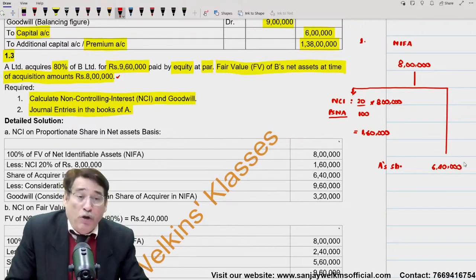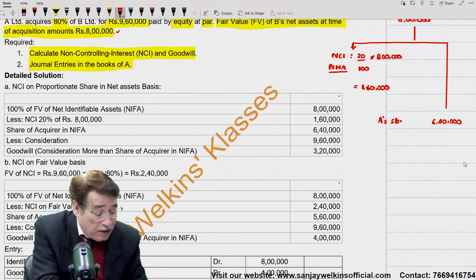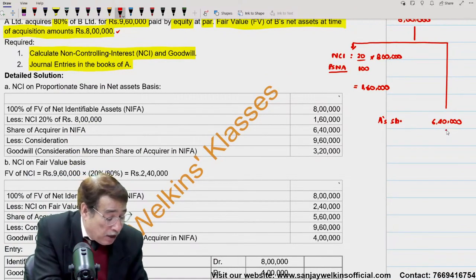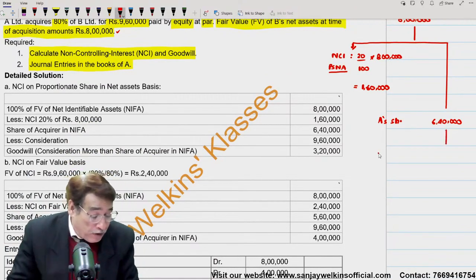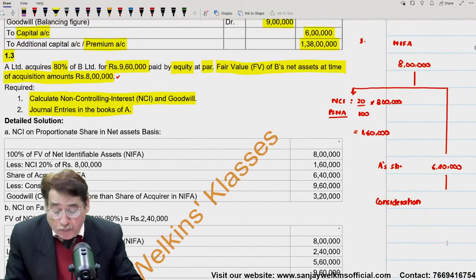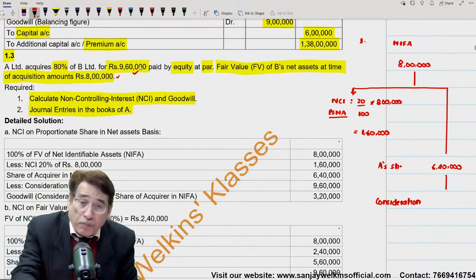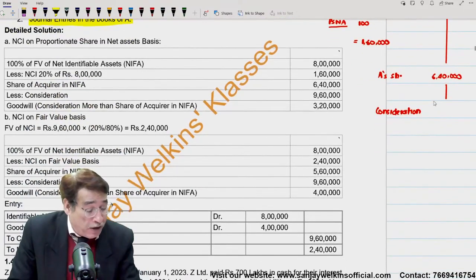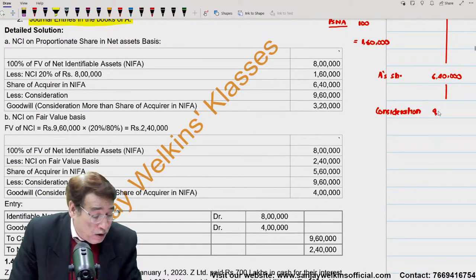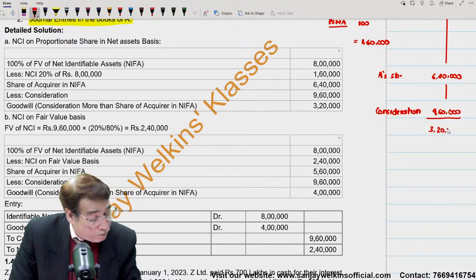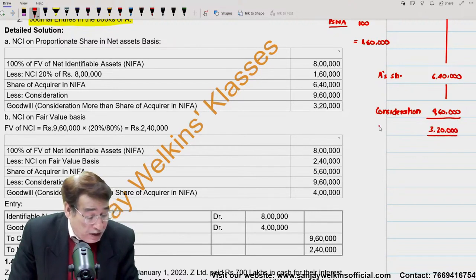In order to compute the goodwill, pay attention, I am going to explain something else in this question also. Ultimately, I will have to compare this amount with the amount of consideration. I have told you on several occasions, consideration. What is the amount of consideration? In this particular case, we acquired 80% control by paying 9,60,000 rupees, isn't it? So I am going to write here 9,60,000. Now you tell me whether there is goodwill or gain on bargain purchase. Because consideration is more, we are still having goodwill.